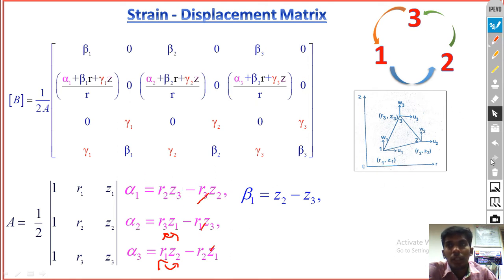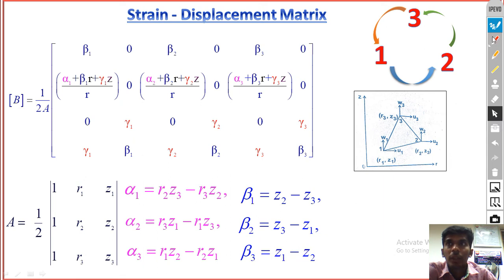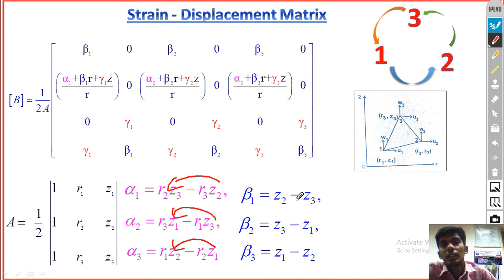In a similar way, I will explain beta and gamma. It is a simple thing. Initially I have shown beta 1, beta 2 and beta 3. After that I am explaining one by one. So this beta 1 can be written as Z2 minus Z3 from the alpha 1 value. You just rewrite Z2 minus Z3. Next term Z3 minus Z1, that is beta 2. Beta 3 is Z1 minus Z2. That's all. Clear? It is easily written by using the alpha values.